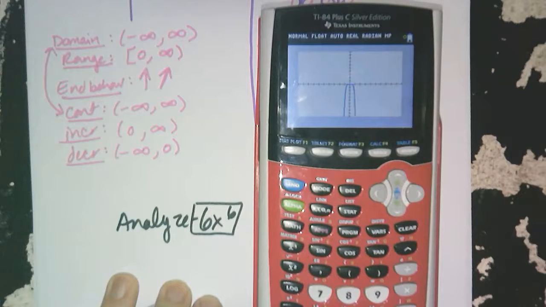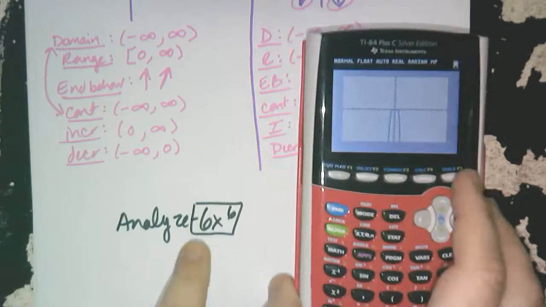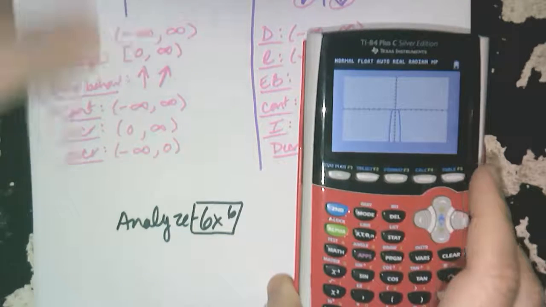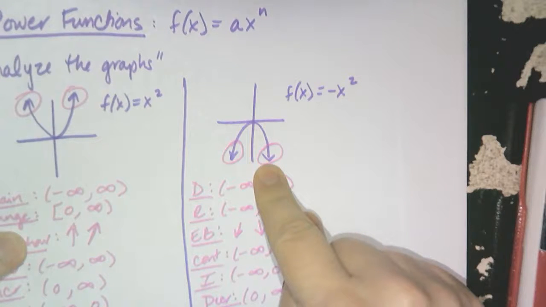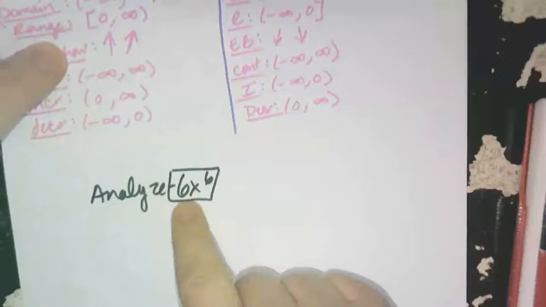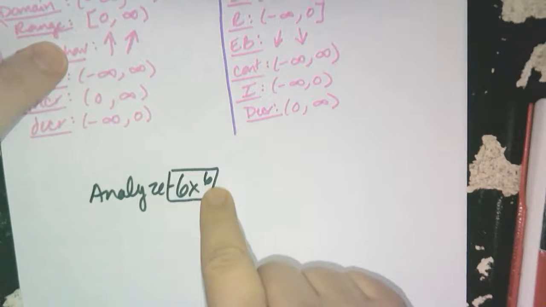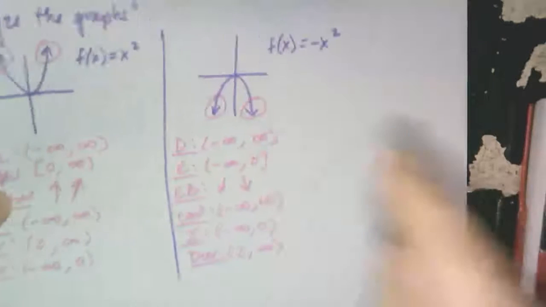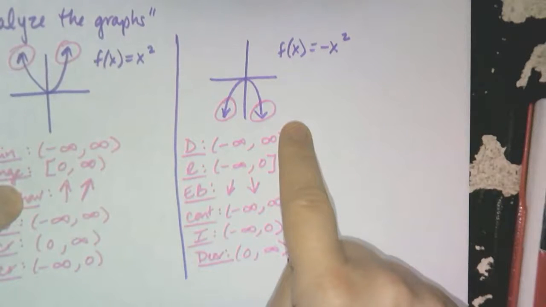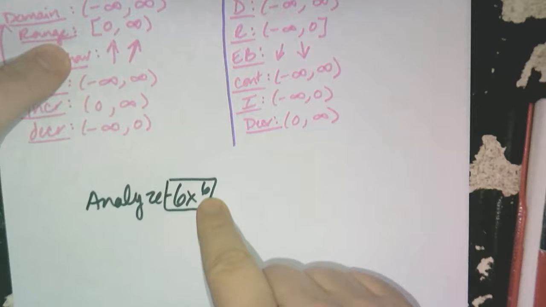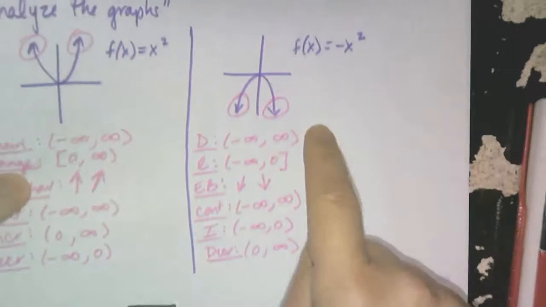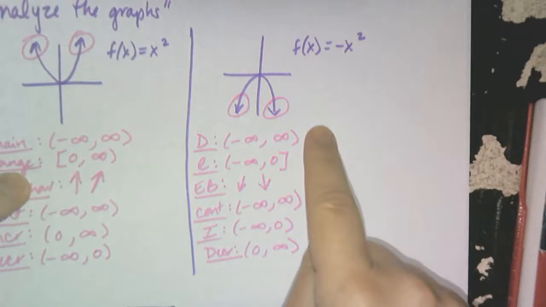What's that look like? Parabola. A parabola doing what though? Slightly over it. So negative 6x to the 6th looks like this. Do you know that negative 6x to the 8th looks like this? Do you know that negative 6x to the 10th looks like this? What am I saying to you then?